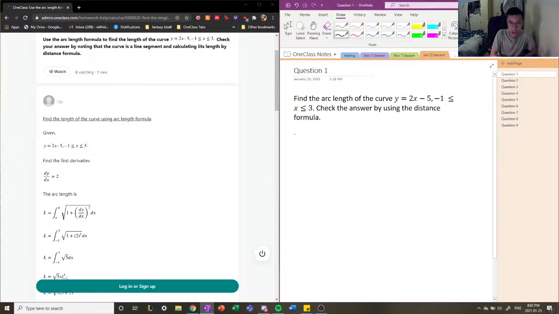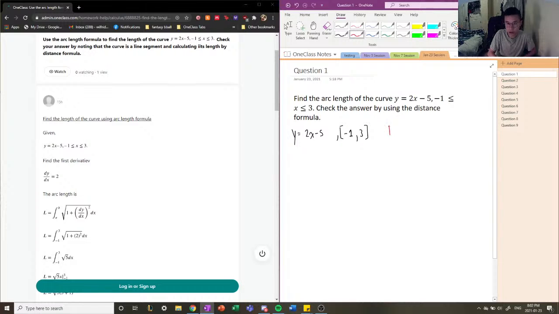So we do note that this is a linear equation, so this refers to a line on a graph. And that means that we can use the distance formula to calculate the distance of this line in the interval of -1 to 3. Okay? And it's a closed interval.